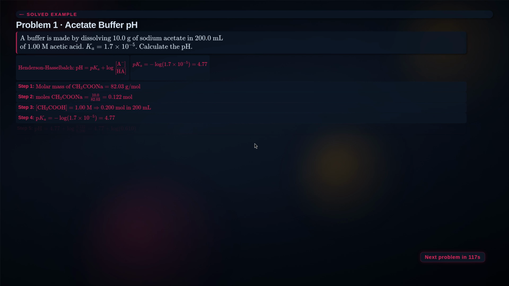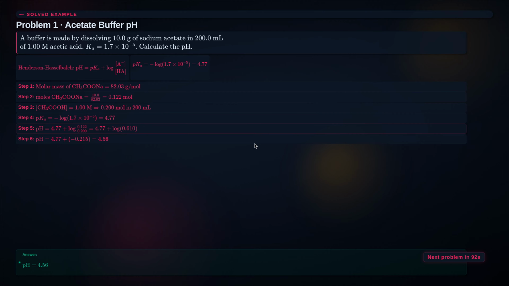Problem 1. Acetate buffer pH. A buffer is made by dissolving 10.0 grams of sodium acetate in 200.0 milliliters of 1.00 molar acetic acid. Ka equals 1.7 times 10 to the negative 5. Calculate the pH. Step 1. The molar mass of sodium acetate is 82.03 grams per mole.